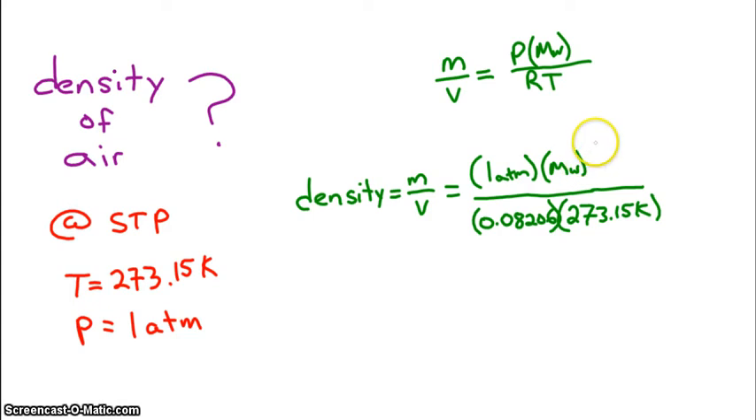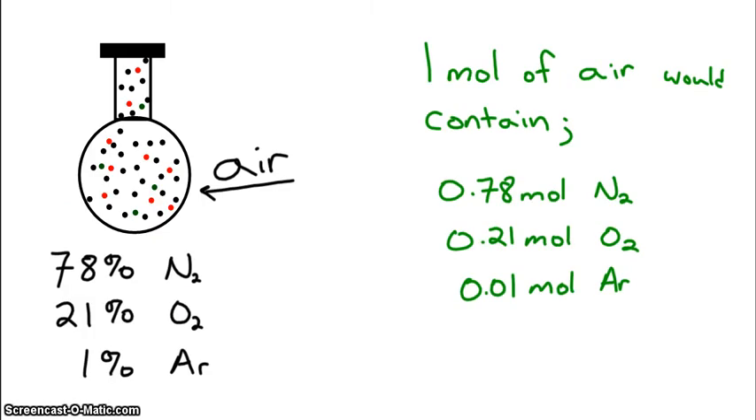What's its molecular weight? To do that, we have to go back to the information originally given to us in the problem, the mole fractions. The problem stated that air is composed of 78% nitrogen, 21% oxygen, and 1% argon. If we assume we have 1 mole of air, then that 1 mole of air would contain 0.78 moles of nitrogen, 0.21 moles of oxygen, and 0.01 moles of argon.